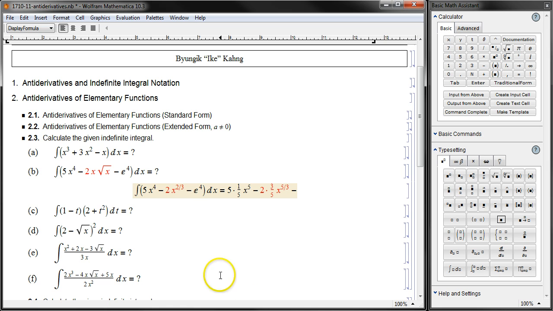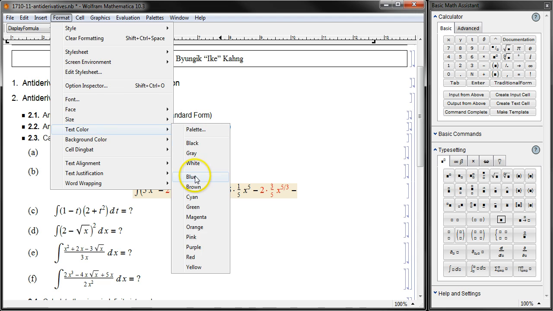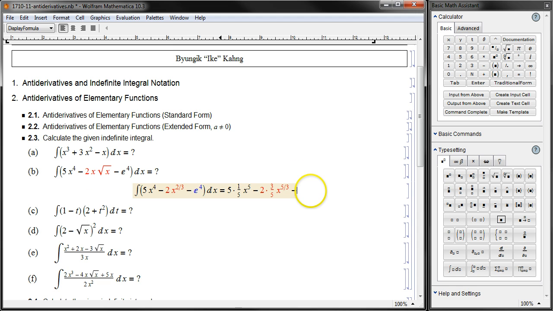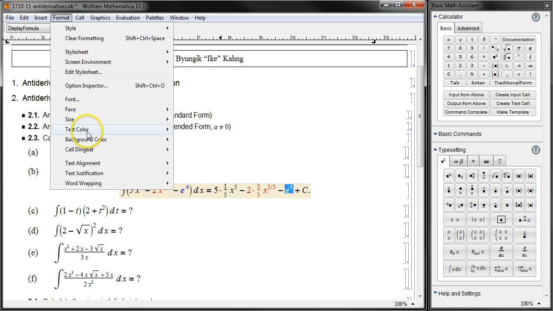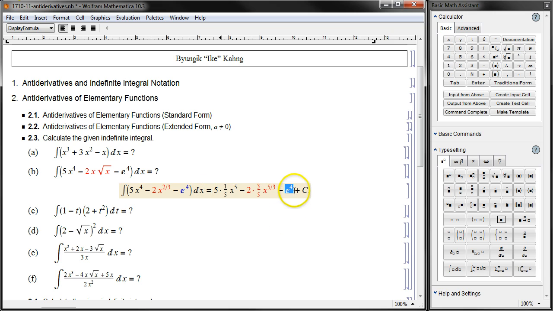Now let's go over to this e to the 4th power. What is this? Is this an exponential function? The answer is no, not really. This blue part is not right. It's not an exponential function. There's no x in there. So e to the 4th power is actually a constant.